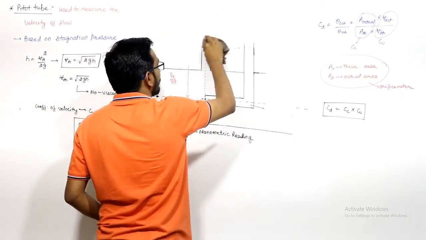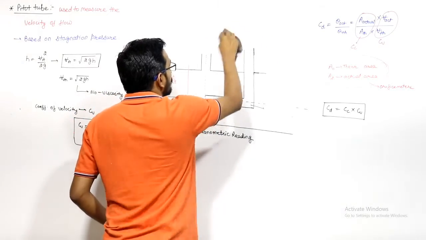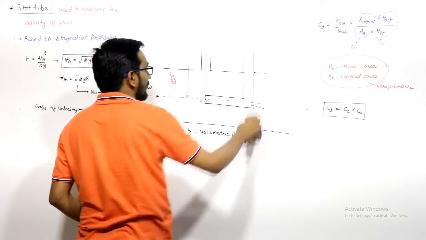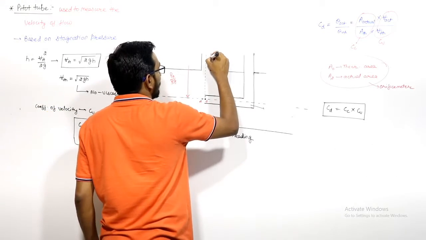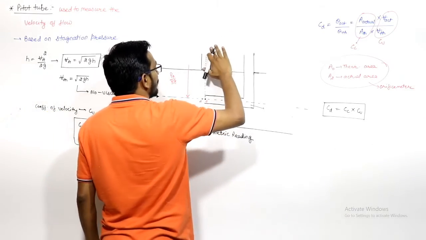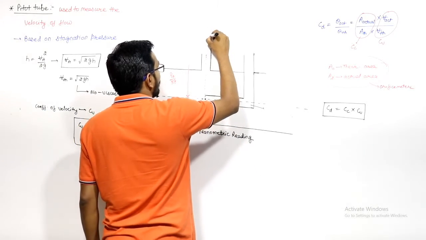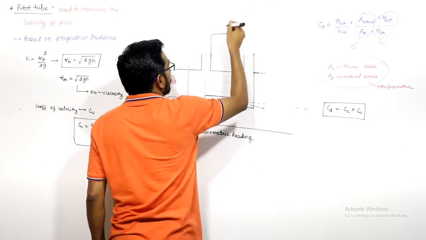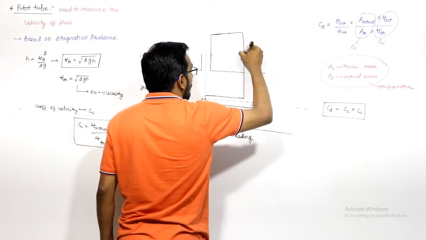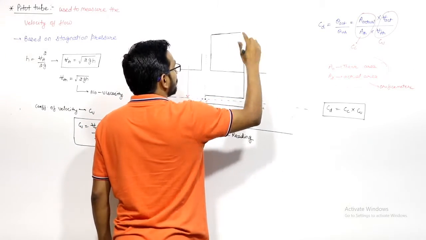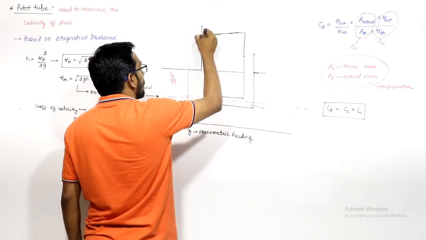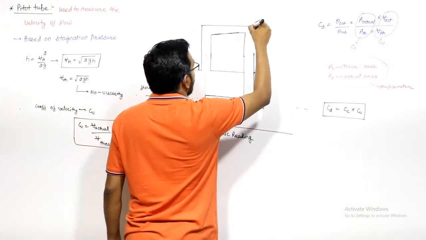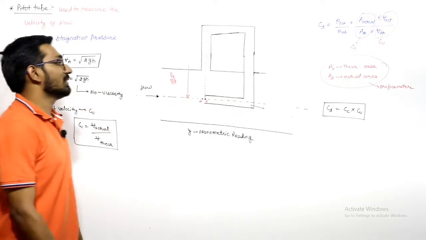Now let us see these two ends, that is B and A. These two ends of this pitot tube and the piezometer will be connected with, let us say, a differential manometer. Okay, I'll make a rough diagram. Let us say it is connected with a differential manometer.